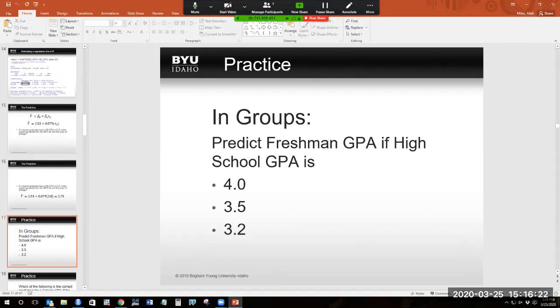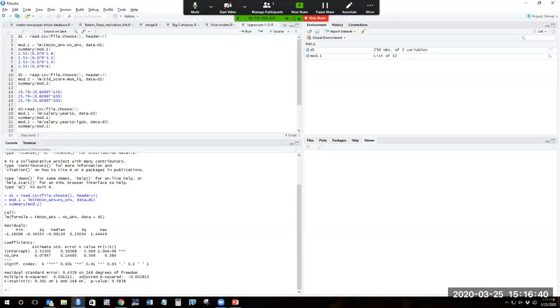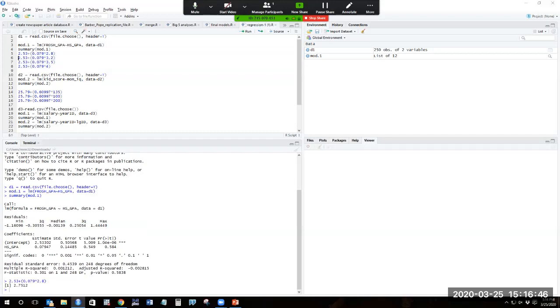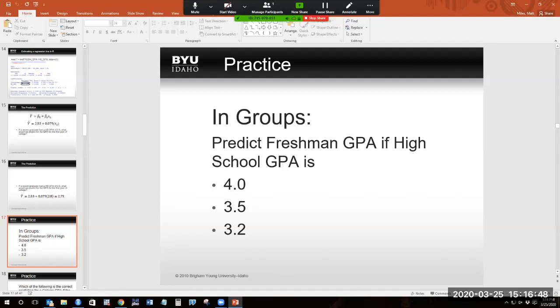So now take some time, go ahead and pause this video and do this for yourself. What is the predicted GPA for a college freshman if their high school GPA was a 4.0, a 3.5, and a 3.2? Go ahead and pause it while you figure that out. You can use this R code if you want, because I put some R code in there to make it easy. That's our first prediction if you wanted to. Okay, go ahead and do it. Now I'm going to show you the answers.